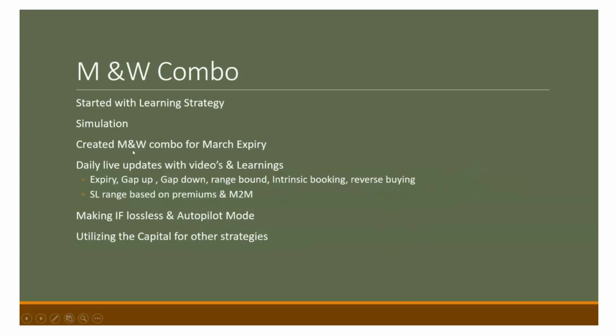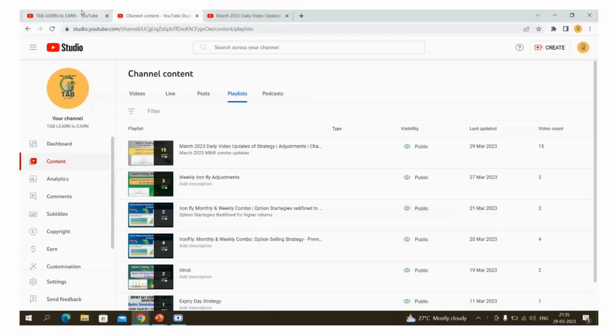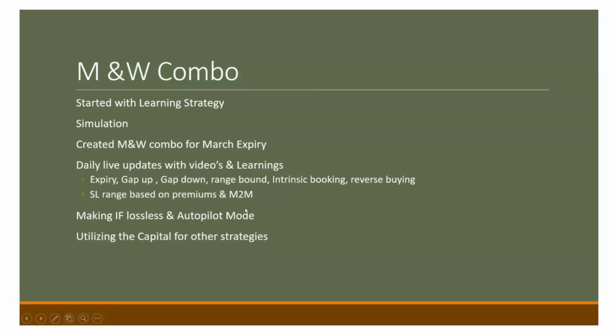We have the learning videos and I have shown simulation. If you want, you can go to the playlist available on our channel. We can see the monthly weekly combo, 4 videos with simulation and learning videos in Hindi and English. And then we created a strategy with the monthly weekly combo for the month of March expiry.